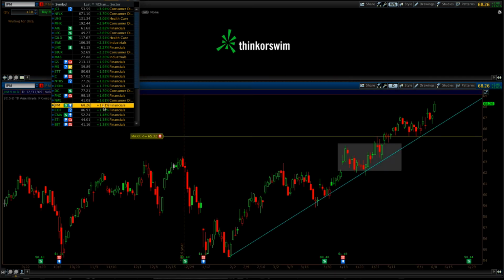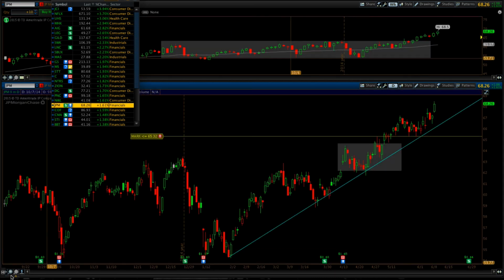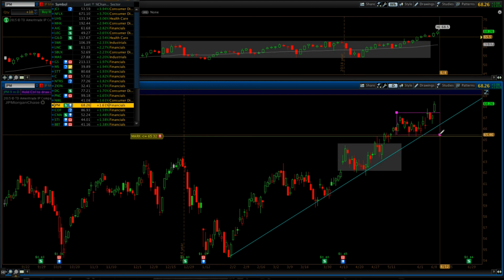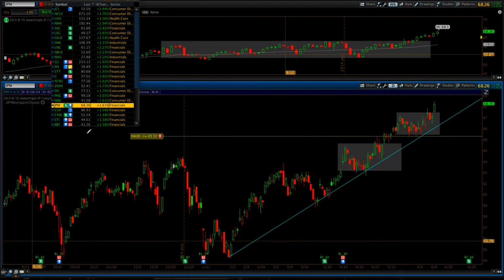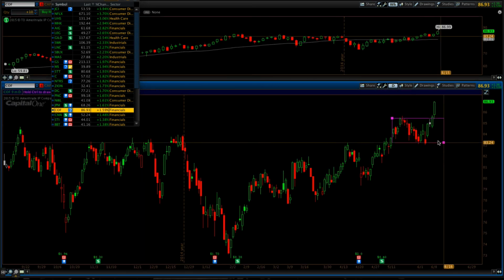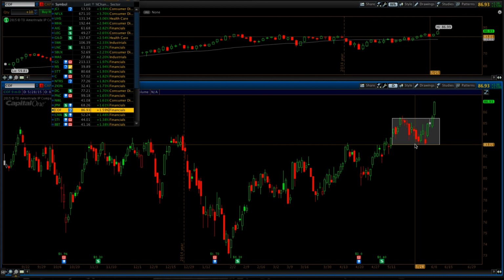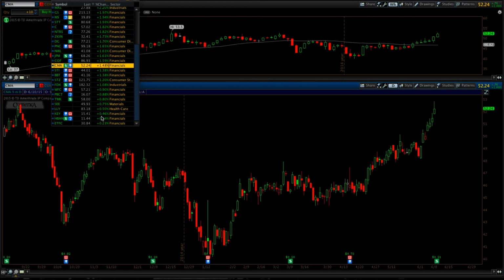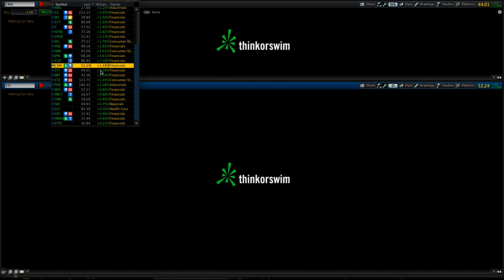JP Morgan, all right, new highs, again, long this one as well. Okay, and there's your consolidation. Capital One Financial, breaking out to new highs. Here's your consolidation. Stop is at 83. Comerica, all right, too extended for me.